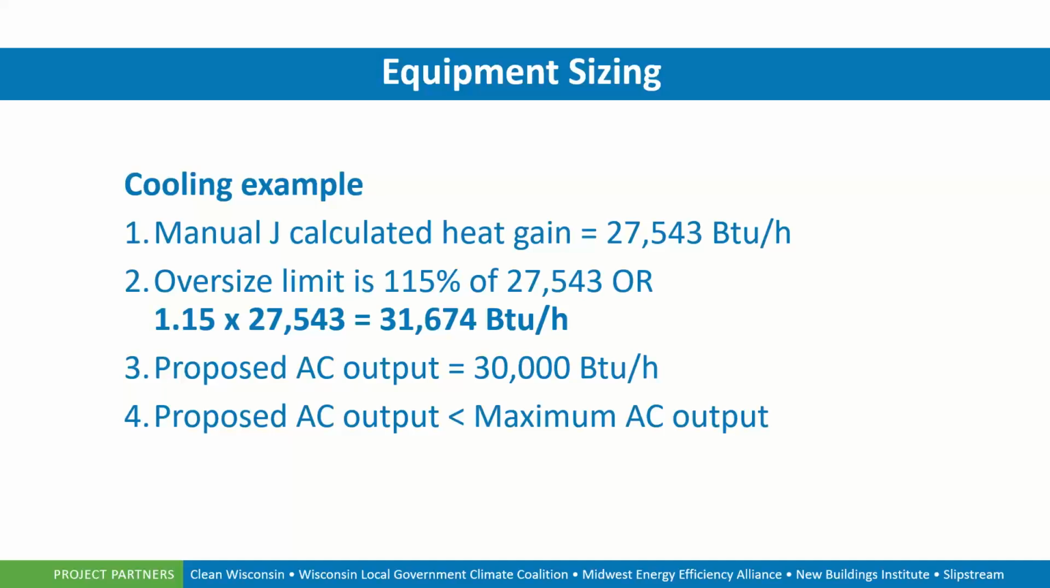Cooling example. If we have 27,543 BTUs of cooling that we need to overcome from a heat gain, 15% over that means we could go to 31,674 BTUs on the high end. Our proposed AC output, or the output of that air conditioning unit, is 30,000 BTUs at max. So does that fall in? We're covering the 27,543 BTUs with the 30,000, and we're below the max oversizing output.